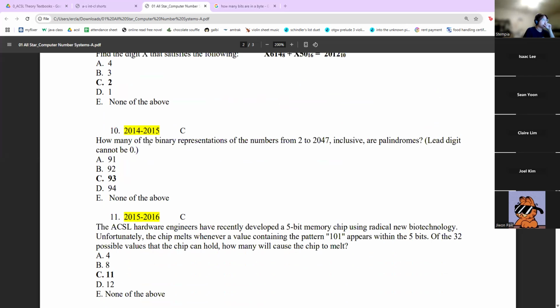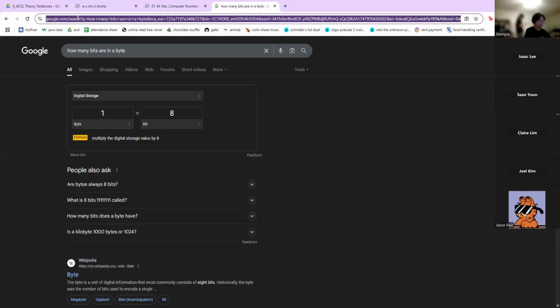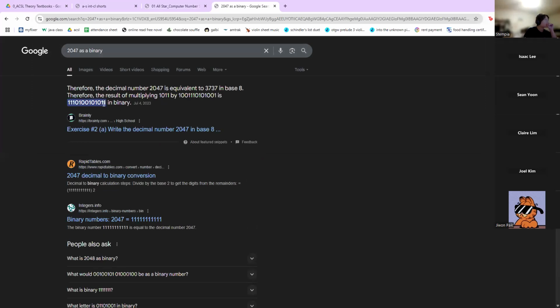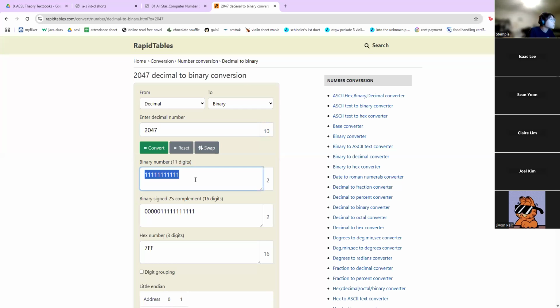Number 10. I think this is a very similar question. How many binary representations of the numbers from 2 to 2047 inclusive are palindromes? 2047, I believe it's like a 10-bit. Let me check: 1, 2, 3, 4. Oh no, I lied. There's 11 bits.